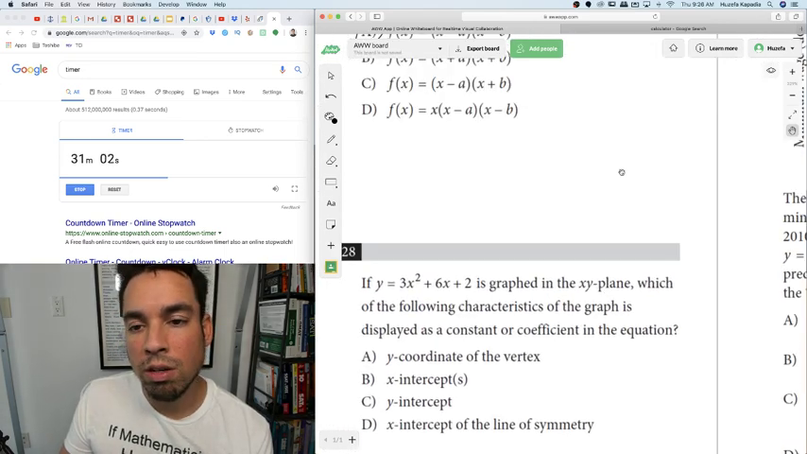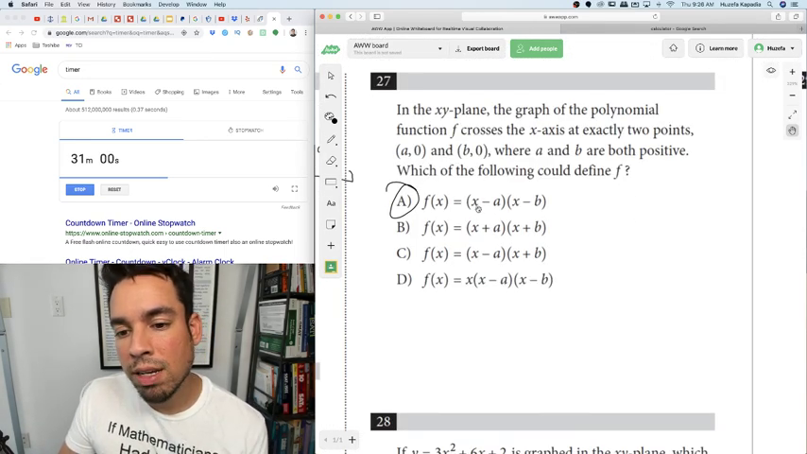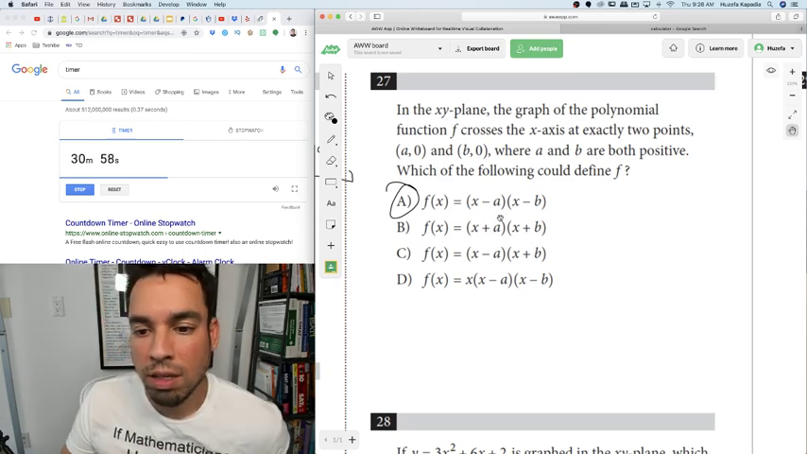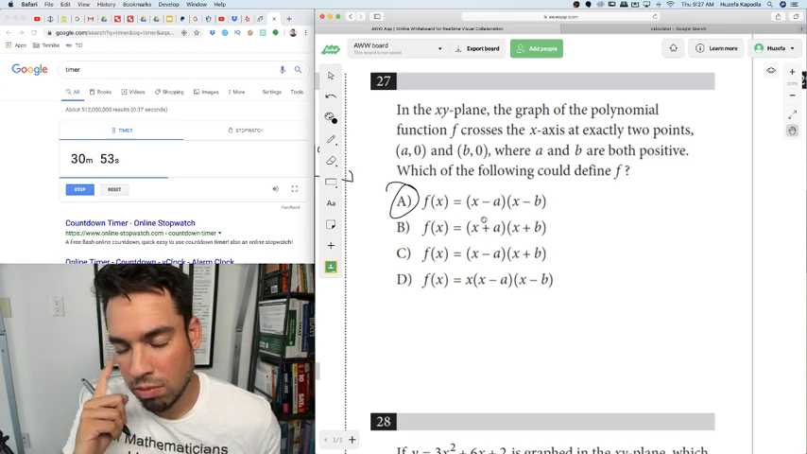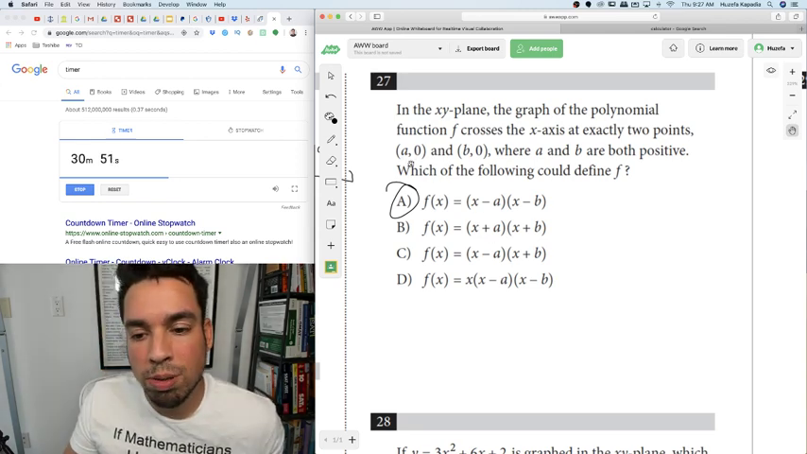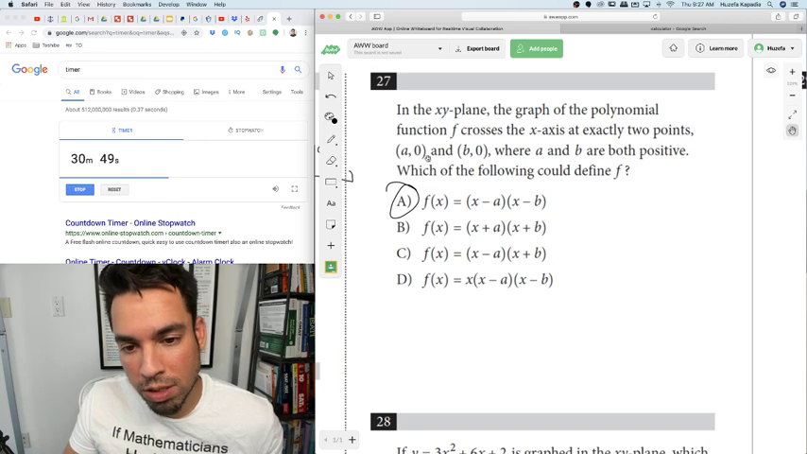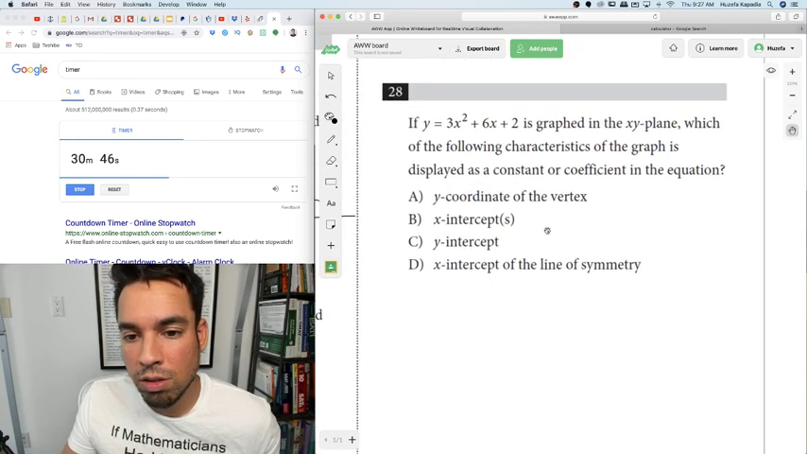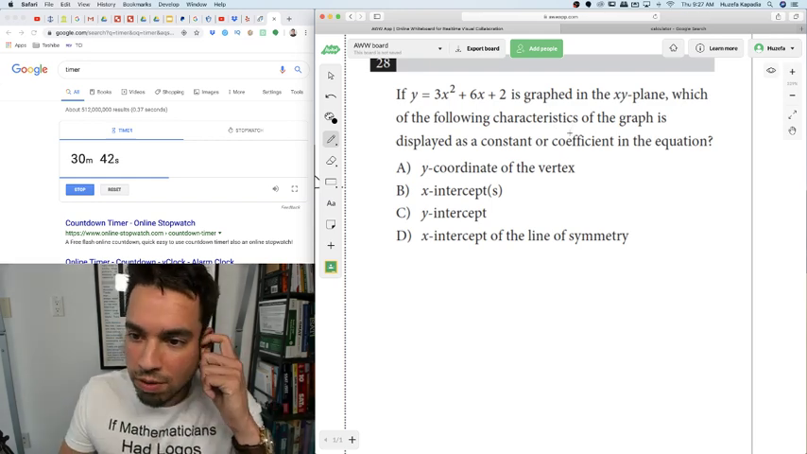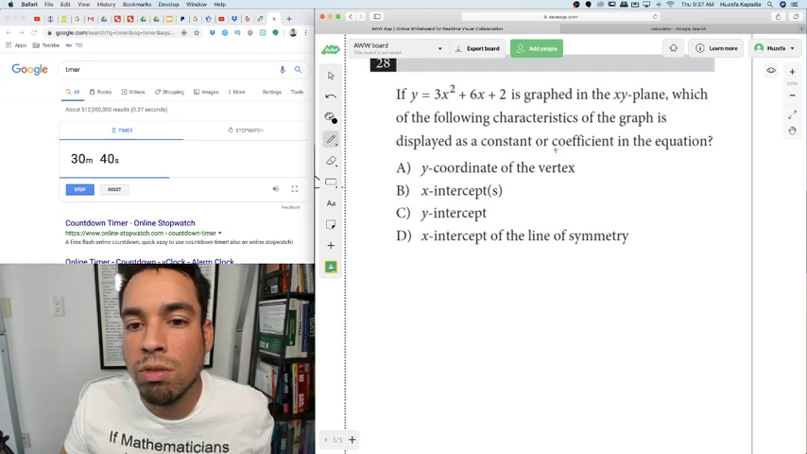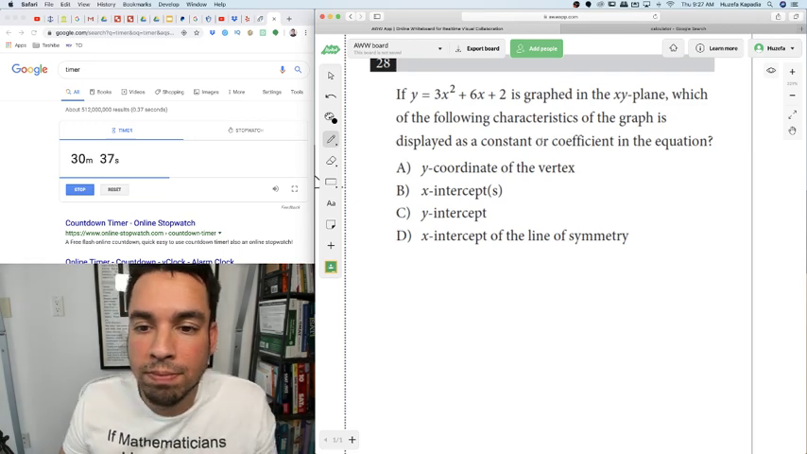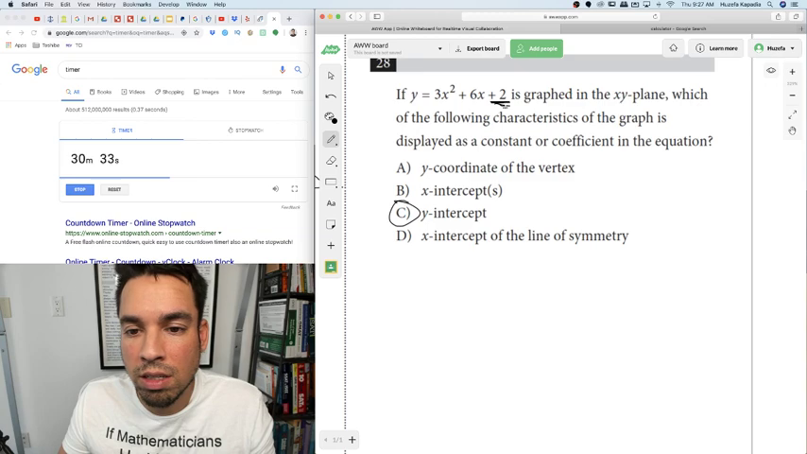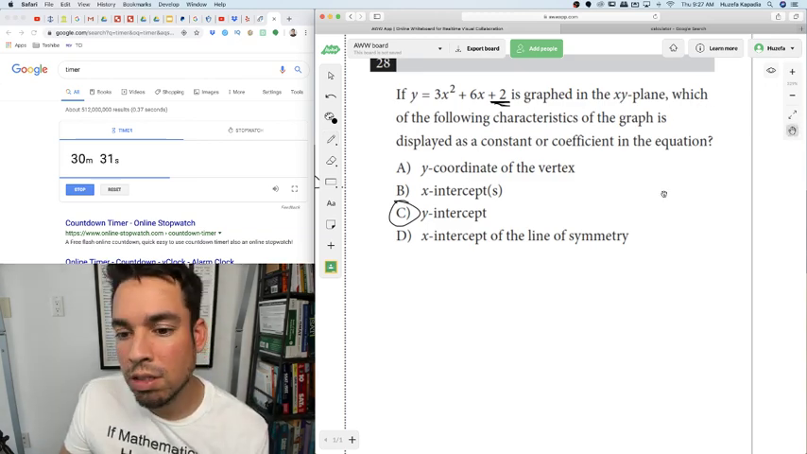Here, I'll explain a little more. Look, if I plug in positive a here, yeah, basically this is a 0. Plug in a here, I get a minus a is 0. Boom, it's a 0. Plug in b here, b minus b, it's a 0. That's the other way. If y equals 3x squared plus 6x plus 2 is graphed in the xy-plane, which of the following characteristics of the graph is displayed as a constant or coefficient in the equation? Here it is, the y-intercept. That's it, because it's not in factored form. That's the only thing we can see.